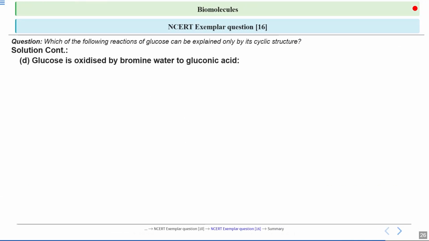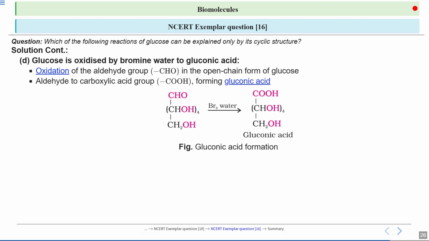If I talk about option D, glucose is oxidized by bromine water to give gluconic acid. Here the oxidation specifically targets the aldehyde group in the open chain form of glucose. So this group is reactive and it is responsible for chemical properties. You will see when it is exposed to bromine water, this group is converted. If you see the aldehyde group over here, it is being oxidized to a carboxylic group. So this forms gluconic acid.